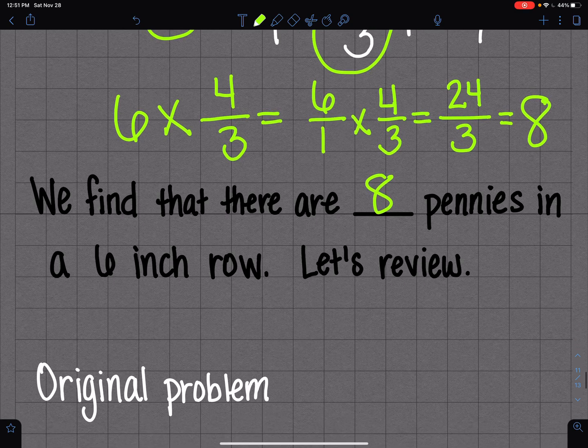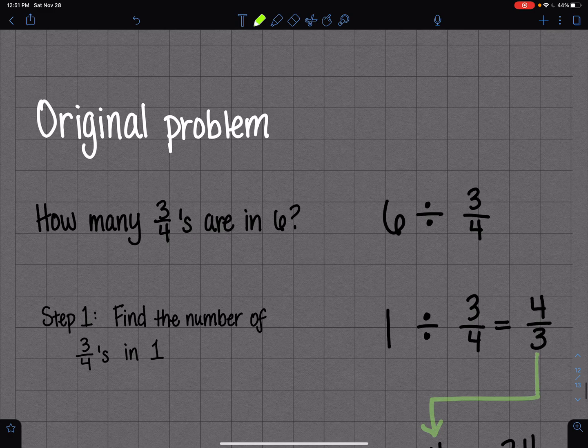Let's review how we did that. We take the original problem and we say how many 3/4 are in the number 6. So it's 6 divided by 3/4. That's the problem, but we haven't figured out how to do those yet. So we're going to divide it into steps. Let's find out the number of 3/4 in 1 inch. So now it's going to be 1 divided by 3/4. Now we do know how to do that, because the answer is going to be the reciprocal. So the answer is the reciprocal.